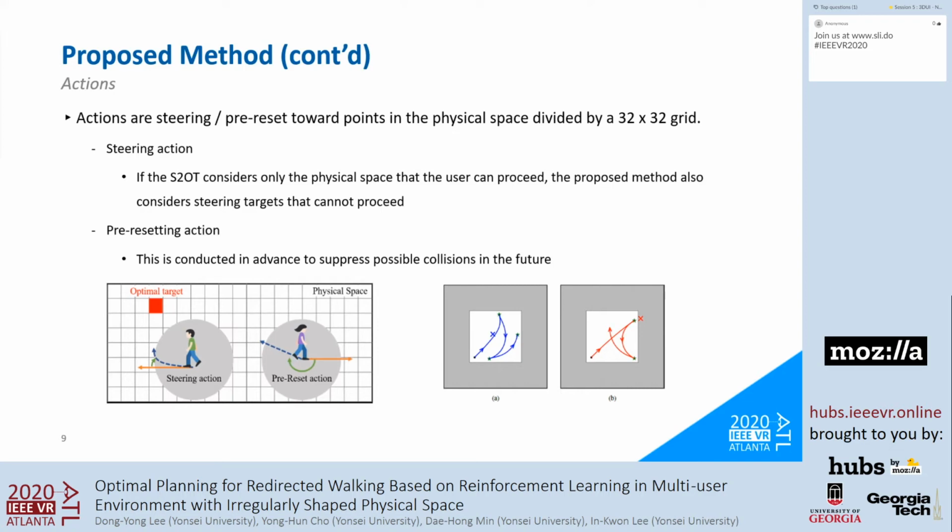Pre-resetting is an action that the model judges in advance to suppress possible collisions in the future. The two actions have in common that they work towards a target point divided into 32 by 32 grids.